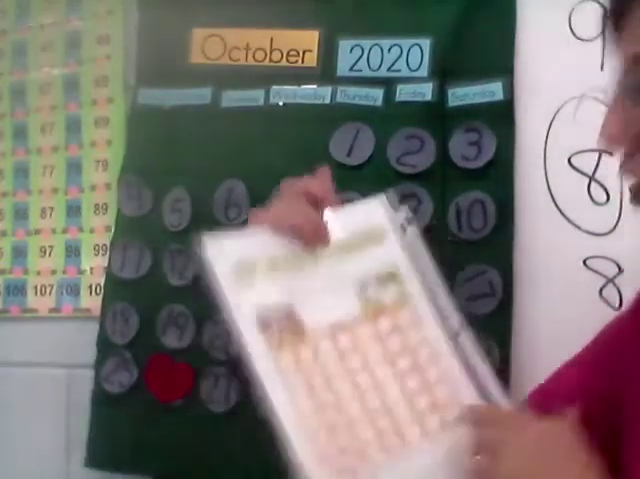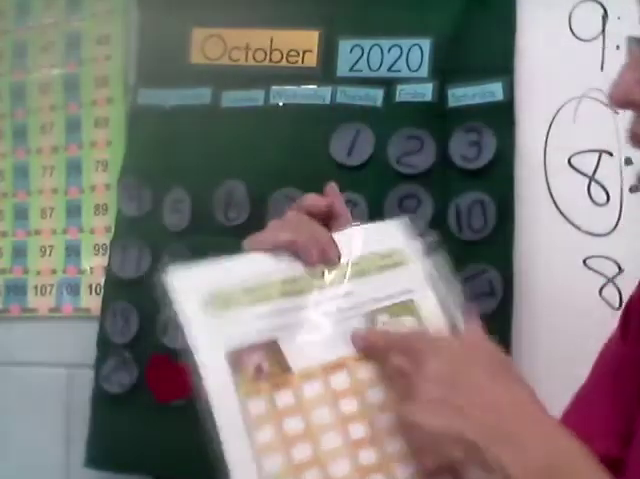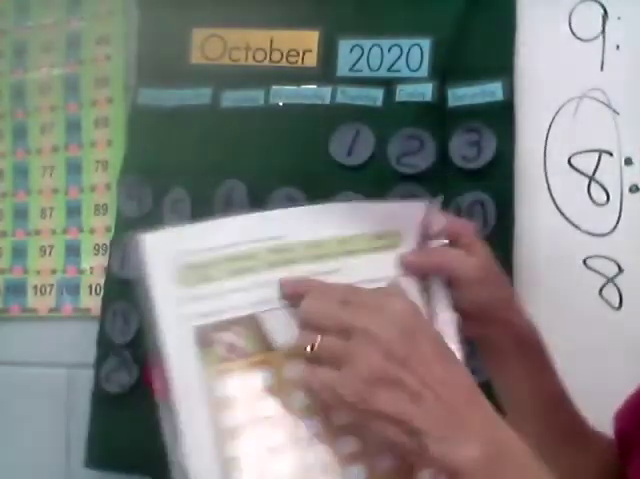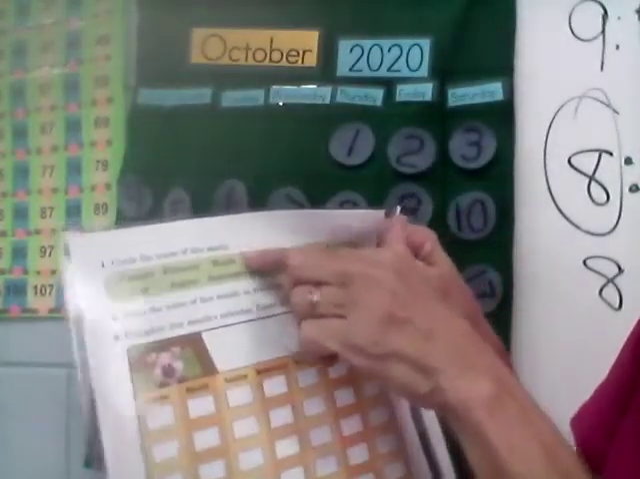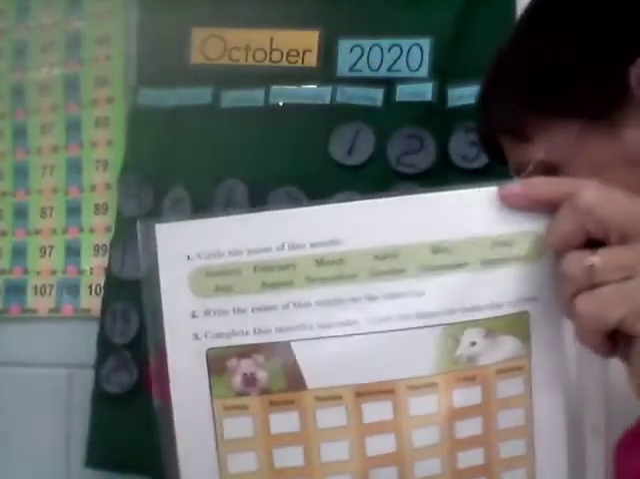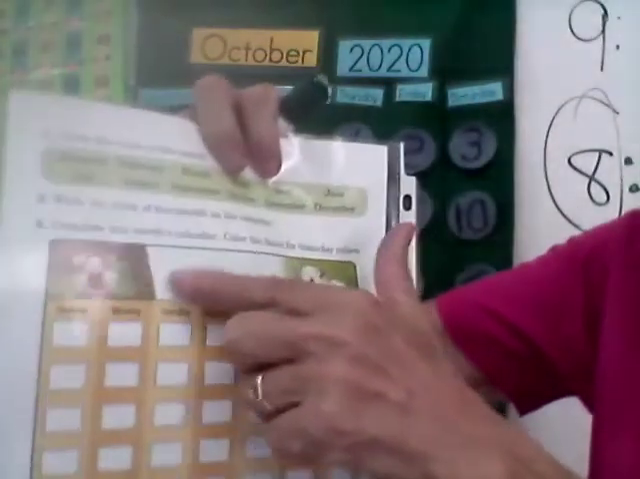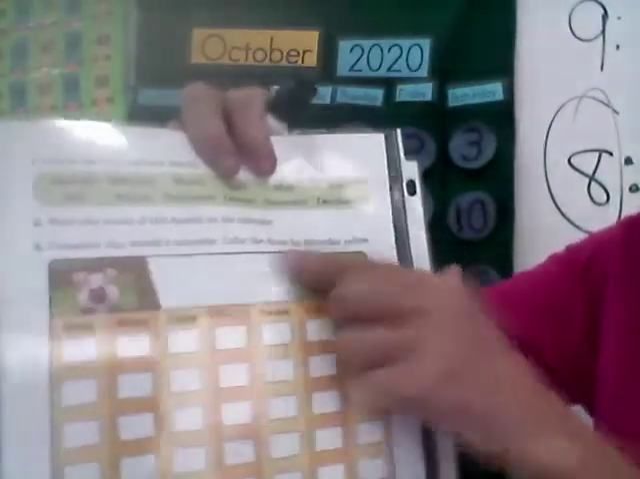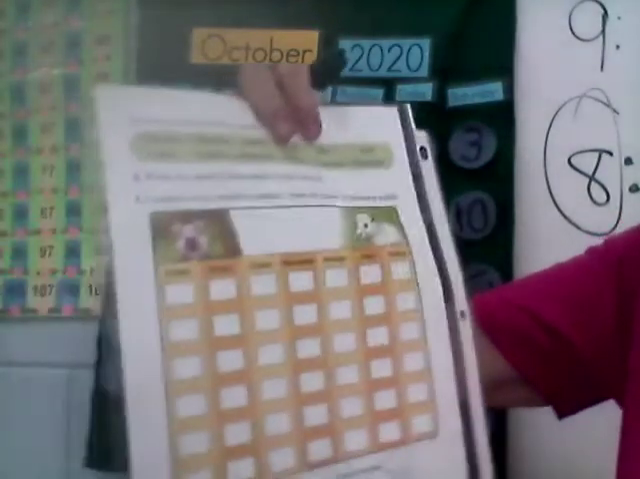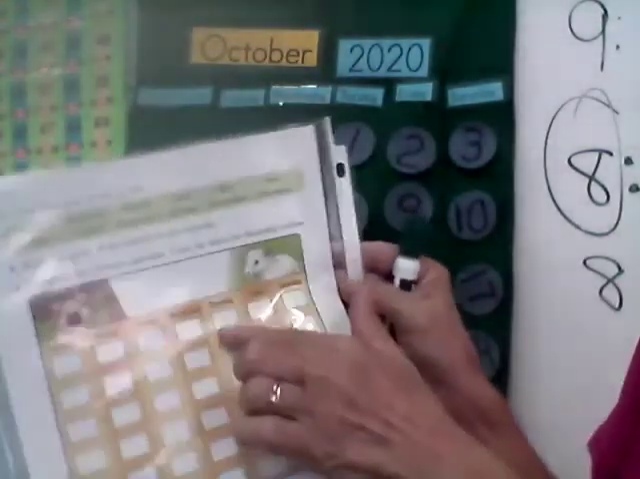So here's your calendar. Up top, we need to put the month. See the months up there? We're in October. It says circle the name of the month. So look up here, see if you can find October. October. Circle it. Then, after you circle that, write it right here. You're going to write October because that's the name of our month. Okay? Got that?